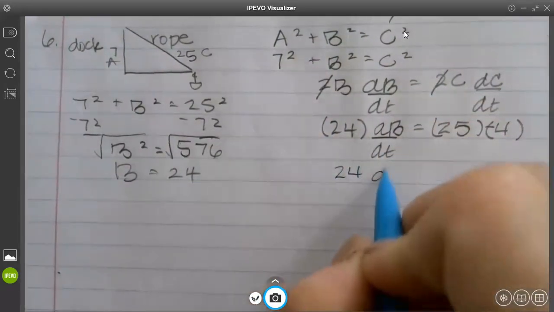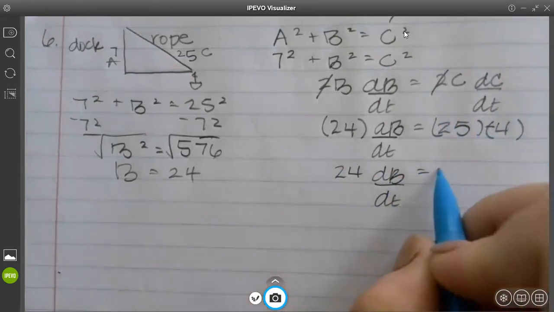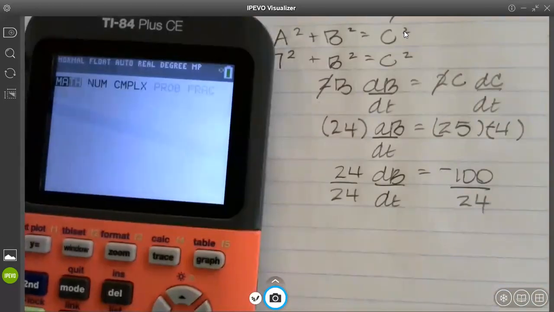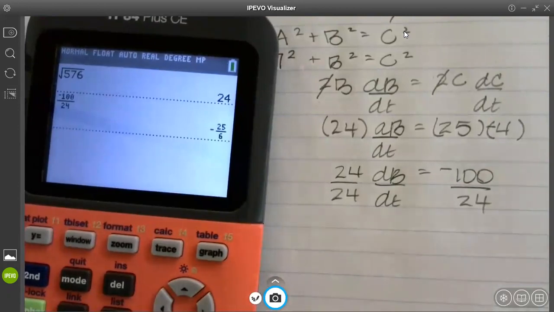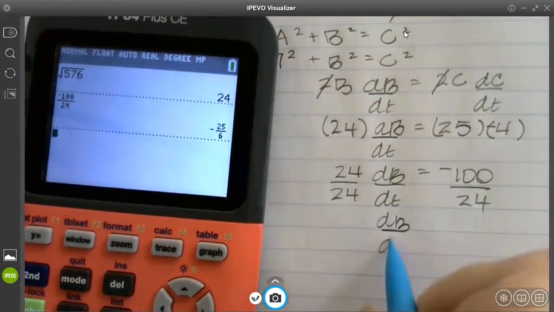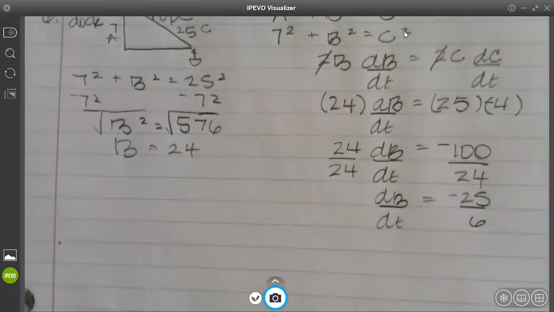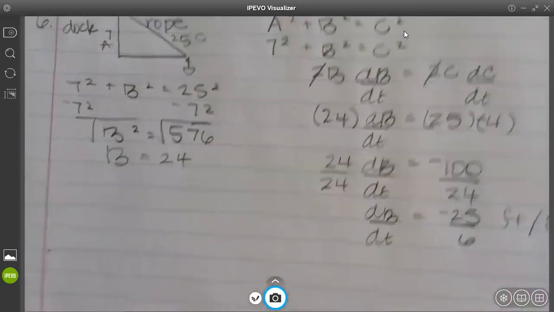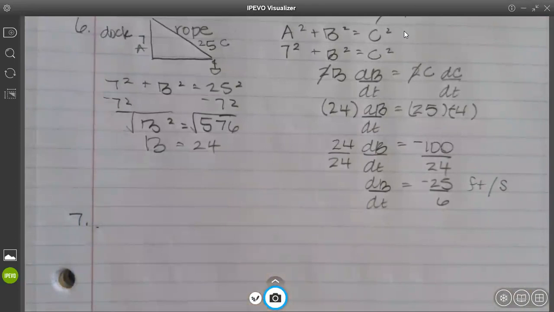So we get 24 dB over dt. What is 25 times -4? -100. We're going to divide by 24. If you don't know what it is, be lazy and put it in your calculator, and you get -25/6. What was your units for B? How far was the boat? Feet. What was our units of time? Seconds. Any questions? Seven.